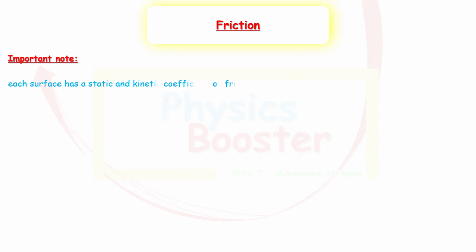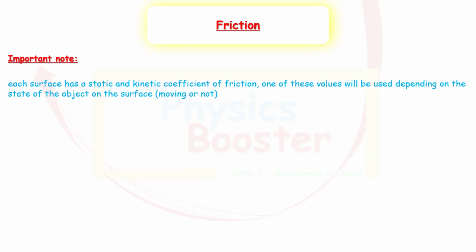Now a very important note. Each surface has a static and a kinetic coefficient of friction. For the same surface, it will have a static coefficient of friction and a kinetic coefficient of friction. Now, one of these values will be used depending on the state of the object on the surface. So, if you're applying a force and the object is not moving because the static friction is stronger than the force, here we will use the static coefficient of friction. But if you apply a force that is strong enough to beat the static friction, in this case we will use the kinetic coefficient of friction. Now, the equation used to find friction is actually very, very straightforward and easy.